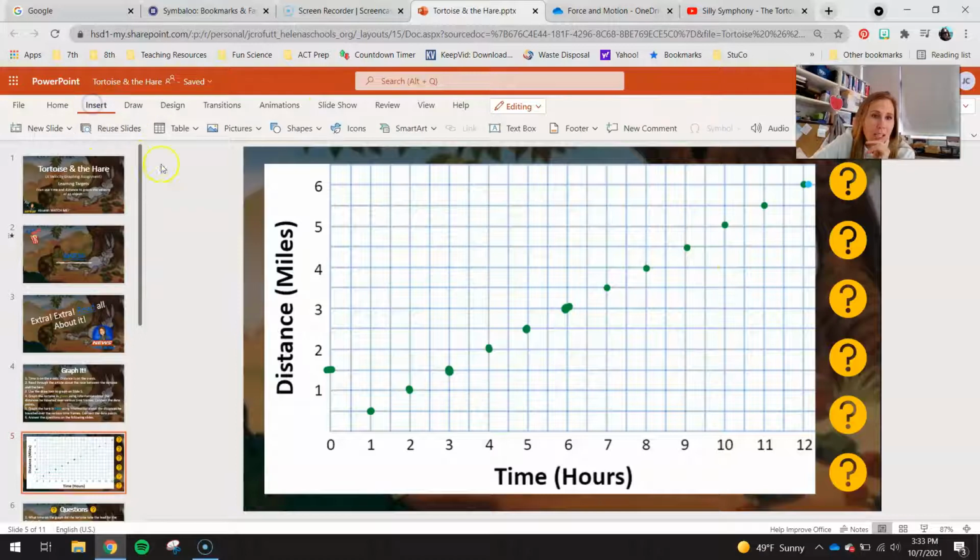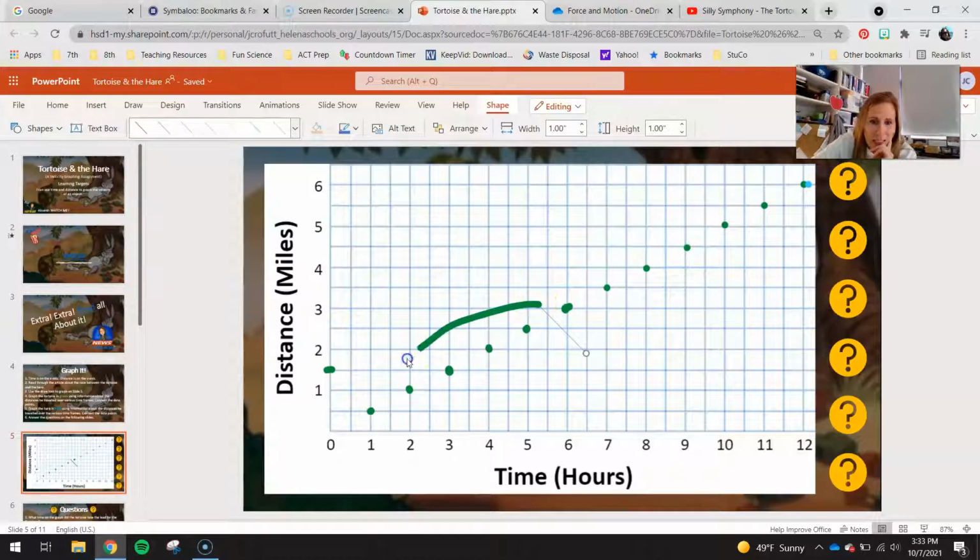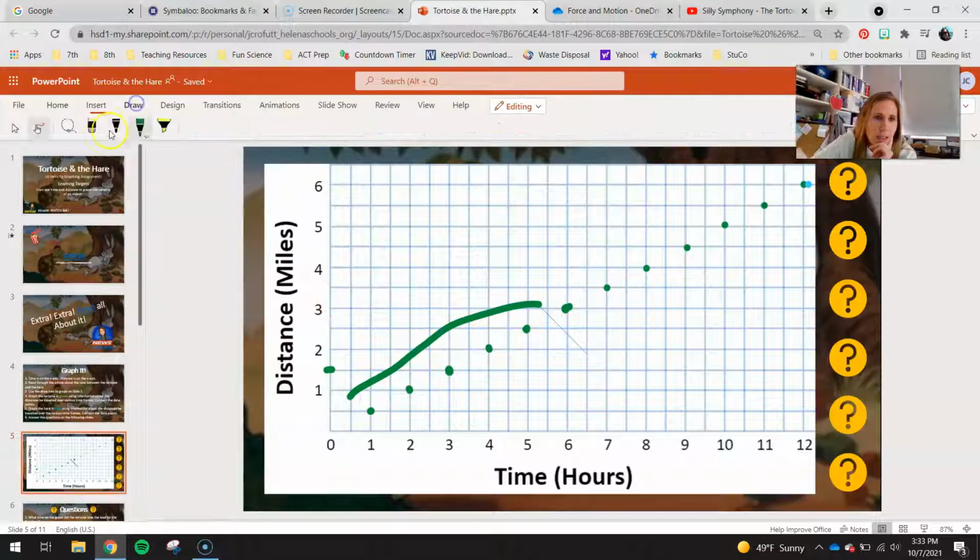Okay, so you're going to go to Insert. We're going to go ahead and connect those dots. You can either freehand them, but it's not going to look that great if you freehand it, or you guys can go to Insert. You can go into Shapes, and you can choose a line. Okay, that line is going to, oh, shoot, sorry, let me delete that. That line is going to connect us.